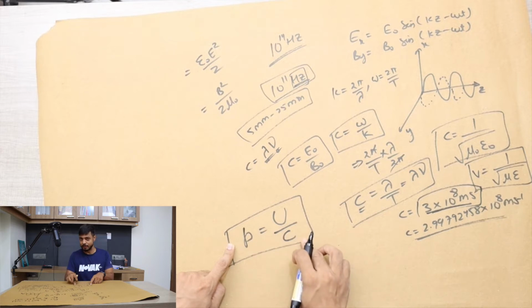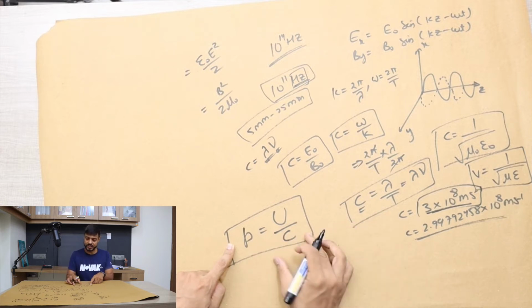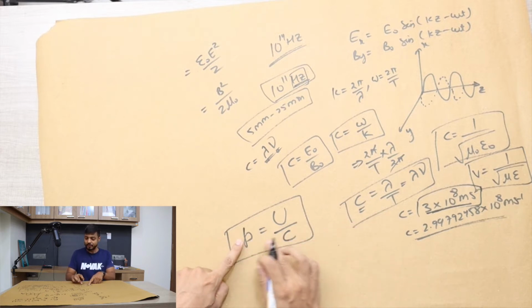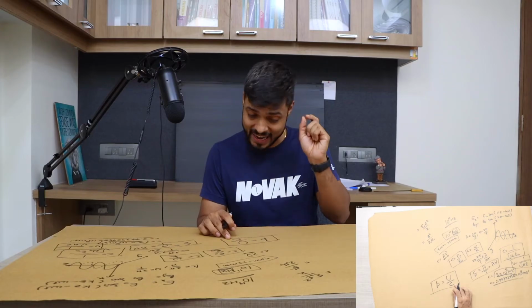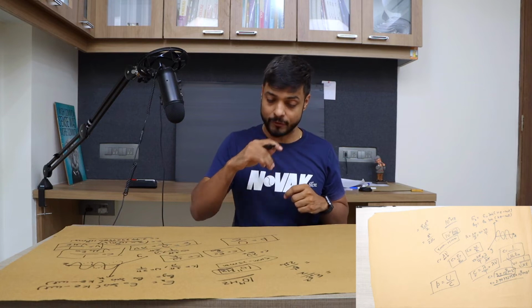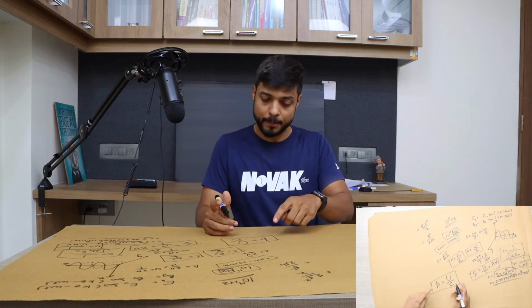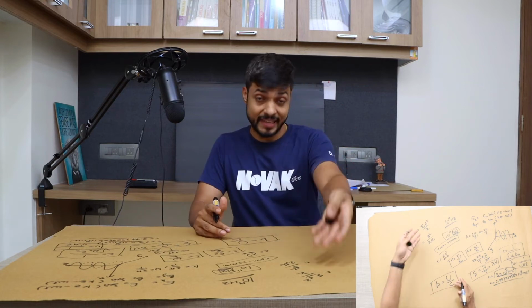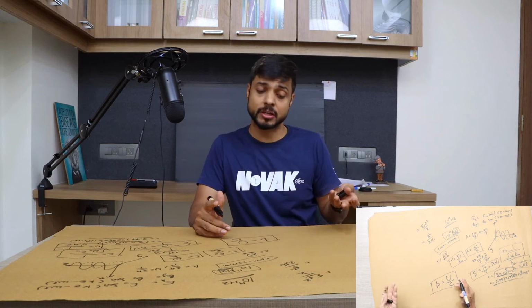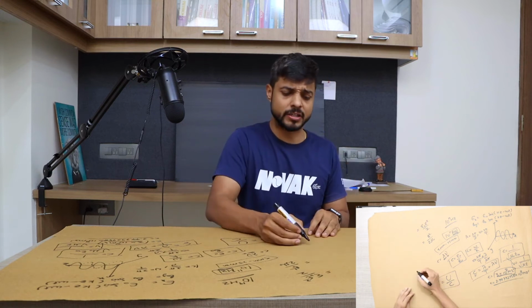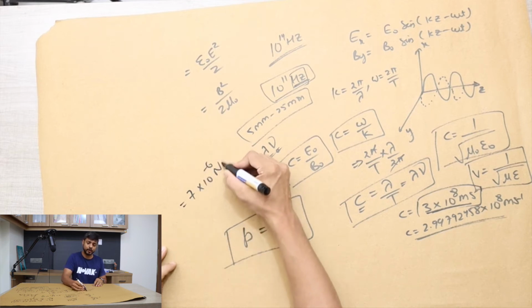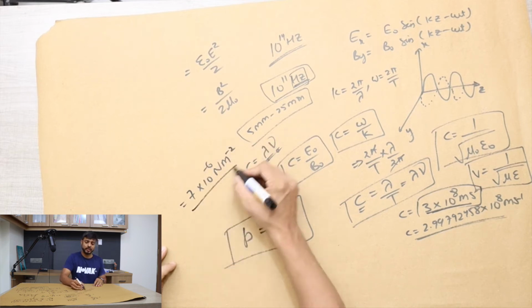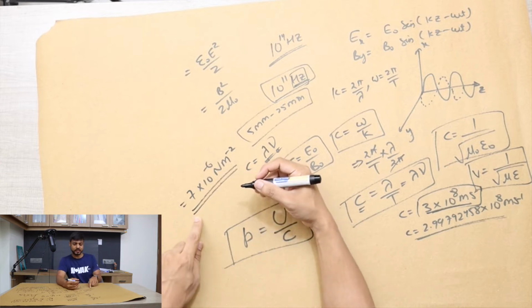It is inversely proportional, and c is a constant. You can't even change it. So P is inversely proportional to c. That's why the value of momentum is very, very small. Now I'll come to the next part: radiation pressure. Because they have momentum and energy, they also have radiation pressure. The value of radiation pressure is equal to 7 into 10 to the power minus 6 newton per meter square. So this is the radiation pressure, the pressure exerted by these waves.